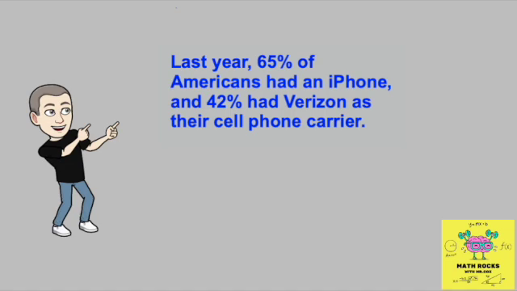It'll contain questions like this. Last year, 65% of Americans had an iPhone and 42% had Verizon as their cell phone carrier. So we're going to be looking at two different ways to analyze the probabilities in a question like this. One way is called an area model and the other one is called a tree diagram. So if you stick around, you'll find out how they both work. With no further ado, let's get it on.